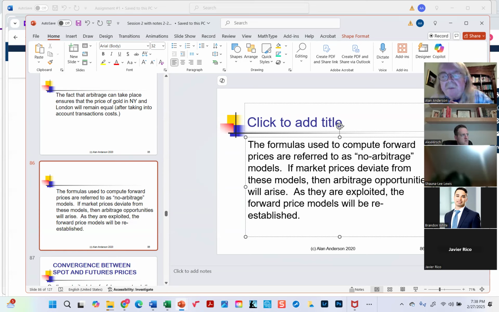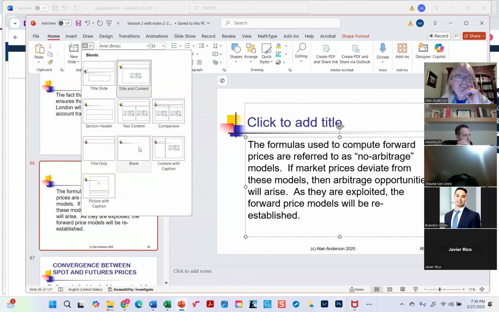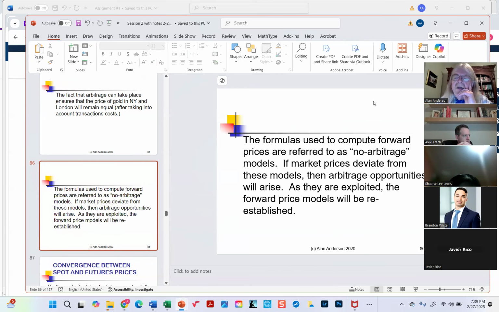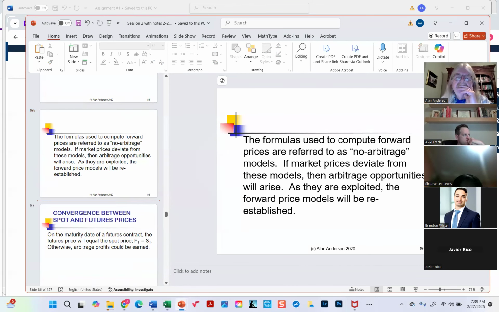In other words, if the market prices are different than what you're seeing in these models, very quickly they'll be corrected by arbitrage activity. So those models are often referred to as no arbitrage models, because it means that if there's a discrepancy, it'll be corrected by arbitrage activities. This is something you see quite a bit of in the derivatives markets. You don't often see it in other markets. This is something that you see on a regular basis.